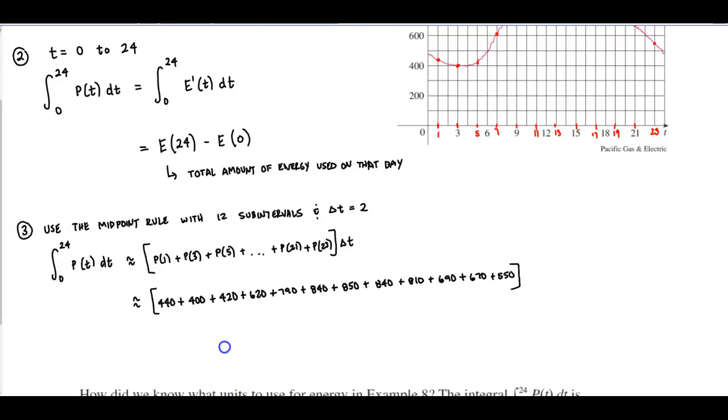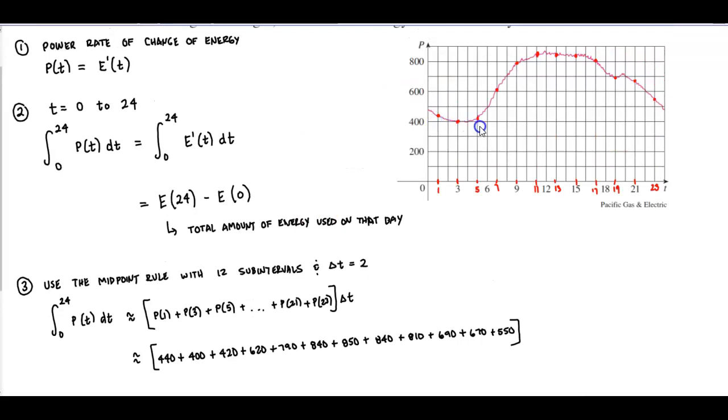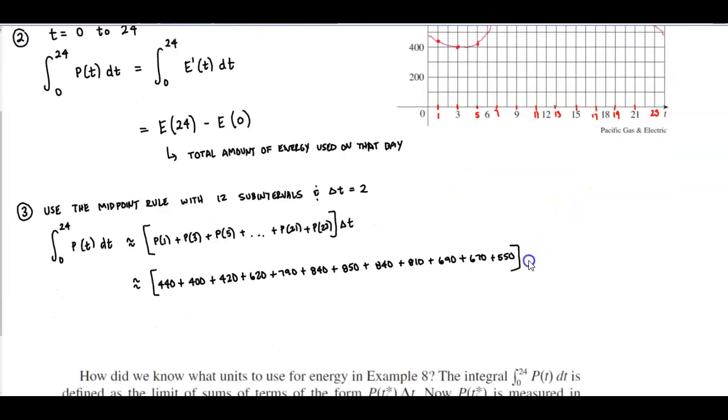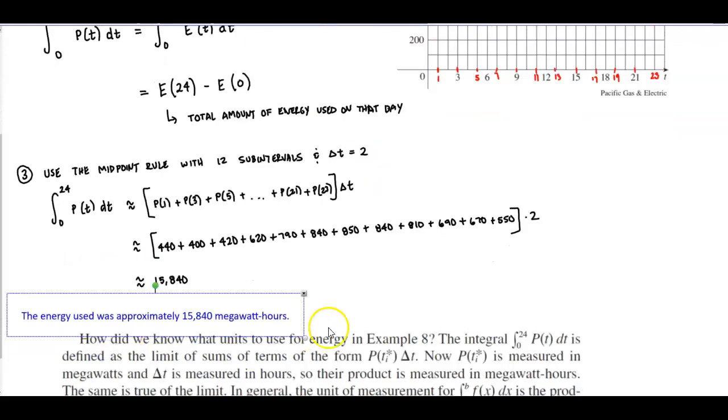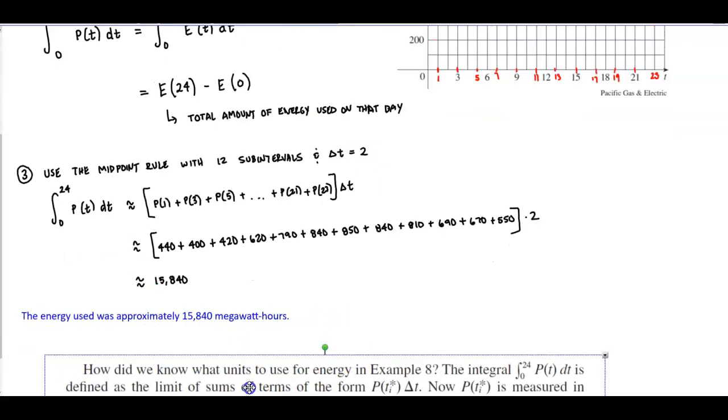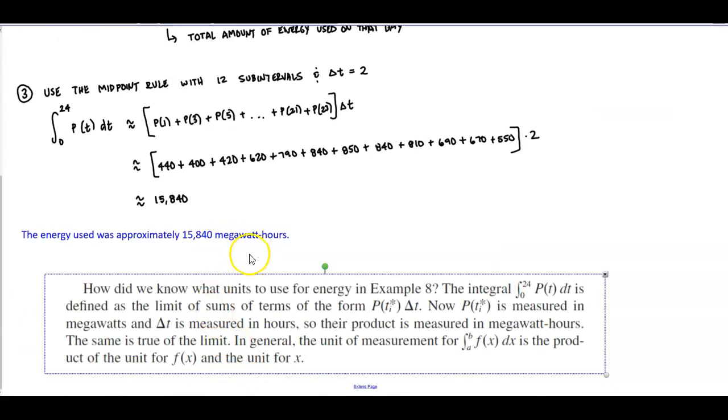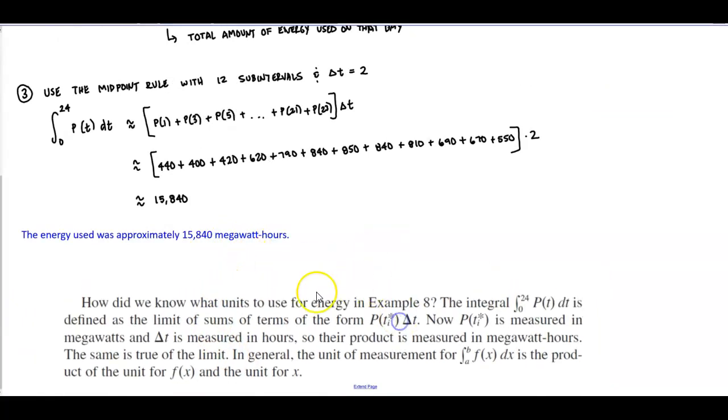And again, where are we getting that? Well, we're getting it from the estimating outputs here. Then we're going to multiply it by delta t, which is equal to 2. When we multiply that all out, we end up getting 15,840. So therefore, we can say that the energy used was approximately 15,840 megawatt hours.